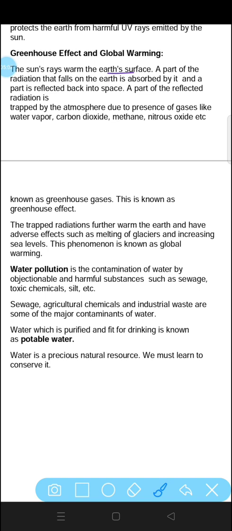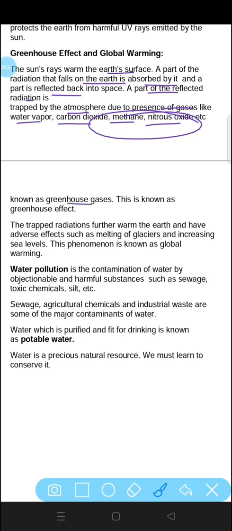A part of the radiation that falls on the earth is absorbed by it, and that part is reflected back into the space. A part of the reflected radiation is trapped by the atmosphere due to the presence of gases like water vapor, carbon dioxide, methane, nitrous oxide, etc. These gases trap the part that is being reflected. So, due to trapping of these, the greenhouse effect is occurring on the earth.